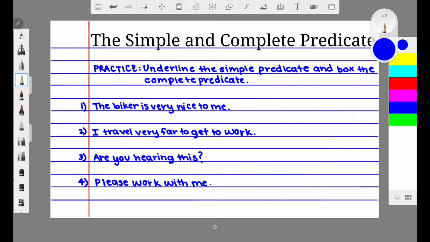Now it's time for practice. Underline the simple predicate and box the complete predicate in each sentence below. Pause the video now and complete the practice.